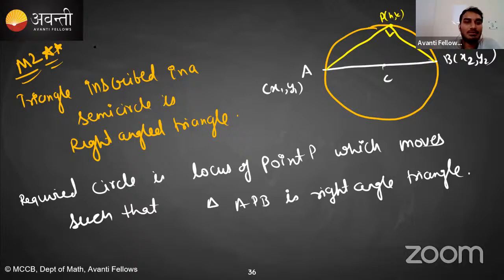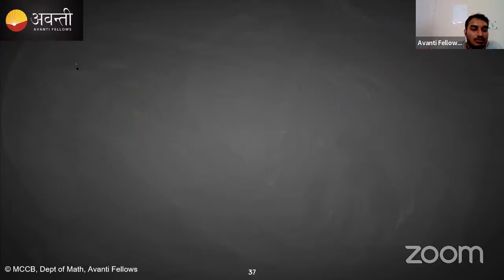Okay. Very good. So now if triangle APB is a right angle triangle, it implies the slope of line AP into the slope of line BP should be -1. Yes or no? Because both lines are perpendicular, the slope of AP into the slope of BP should be -1.